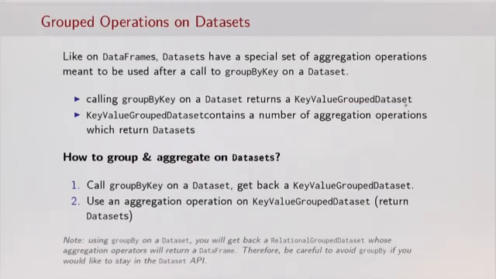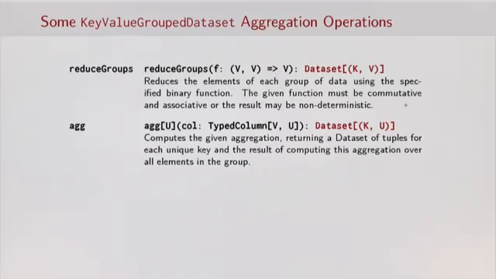Okay, so how do I actually group and then aggregate on datasets? Well, you call groupByKey on a dataset, you get back one of these things, and then you just call a method on the result of groupByKey that you've gotten out of this KeyValueGroupedDataset, and it returns a dataset to you. And that's how you do a group and then an aggregate on a dataset. So we'll come back to groupByKey a little bit later, but let's first talk about the aggregation operations that are available to us on that KeyValueGroupedDataset after we do a groupByKey.